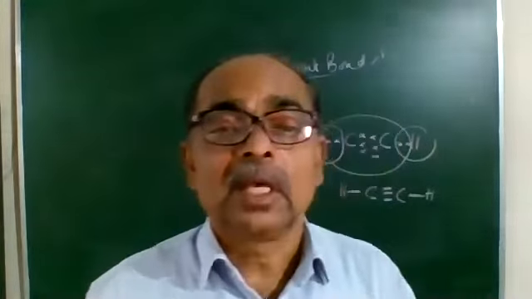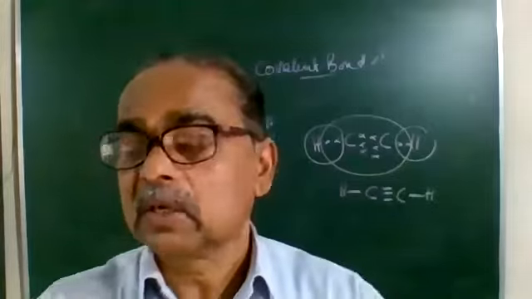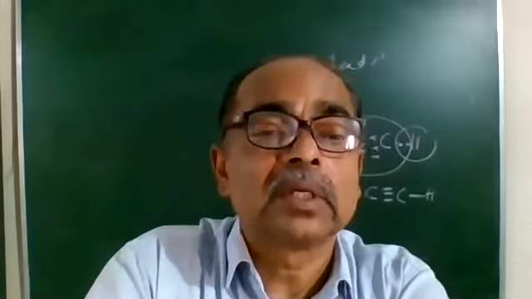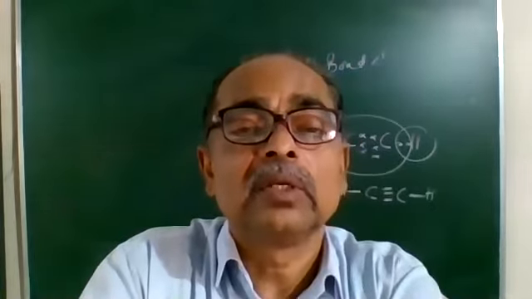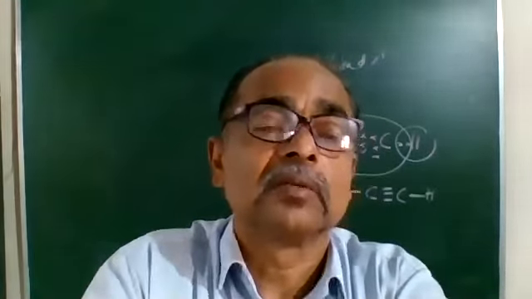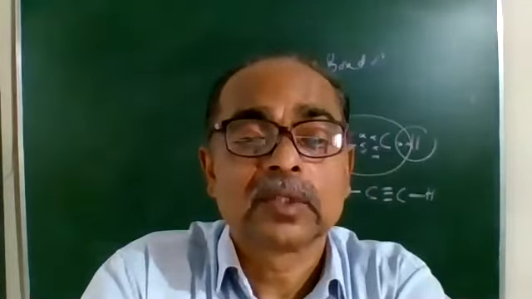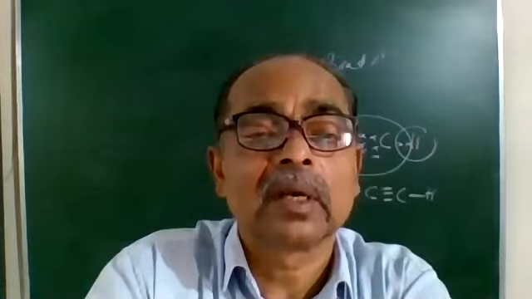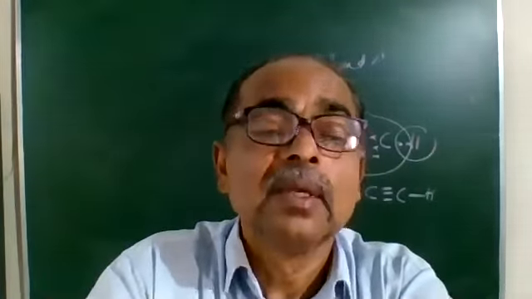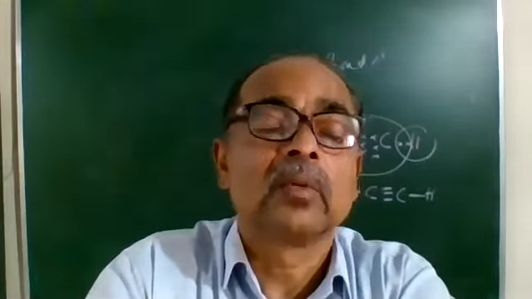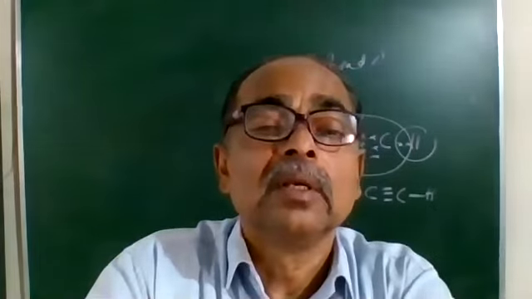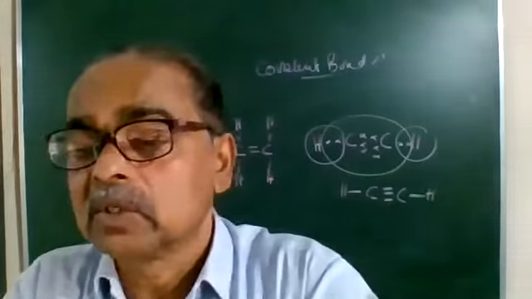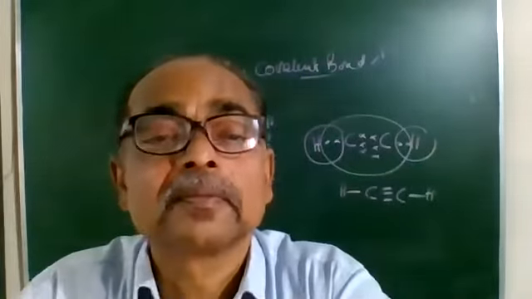Clear? If asked how many bonds are there in the following compounds, you count them. If there is a double covalent bond, you need to mention that a double covalent bond is there, and between what. Suppose between carbon atoms there is a double covalent bond, you need to say that between carbon and carbon there is a double covalent bond. And between carbon and hydrogen, count the number of bonds. Understood? Don't simply count and write that this many covalent bonds are there. You need to mention where the bonds are present. Clear?